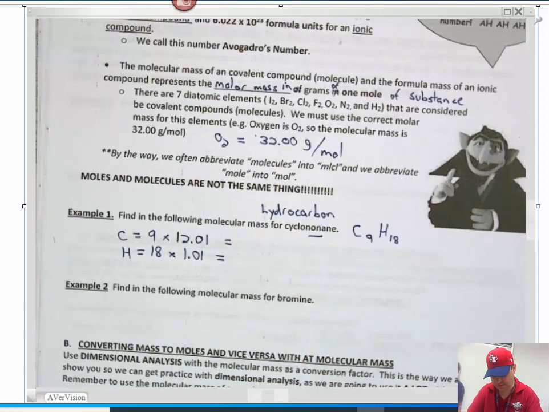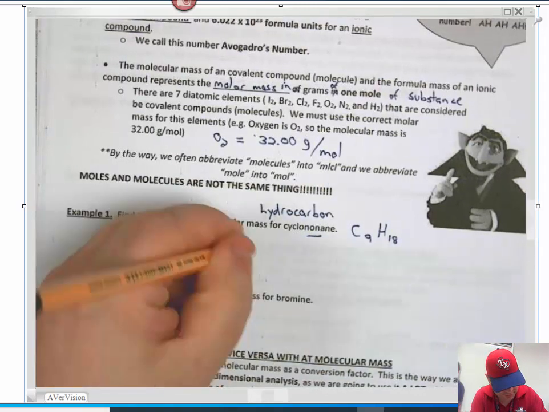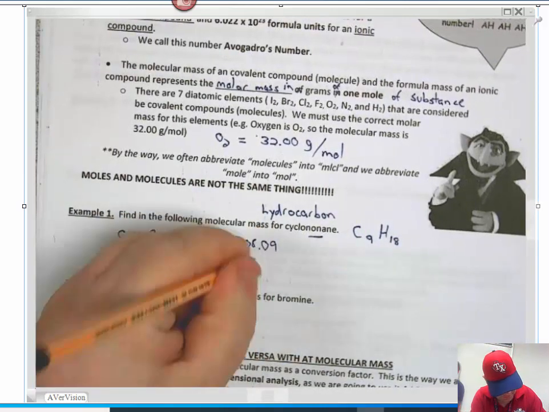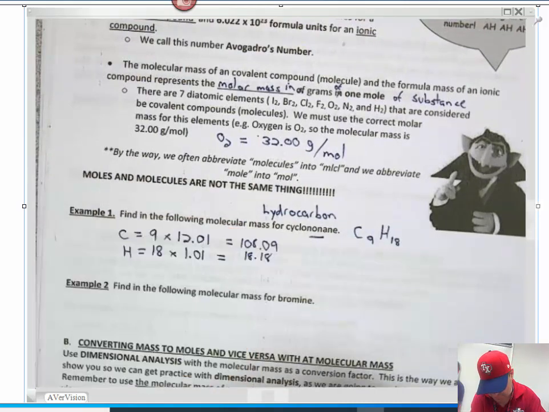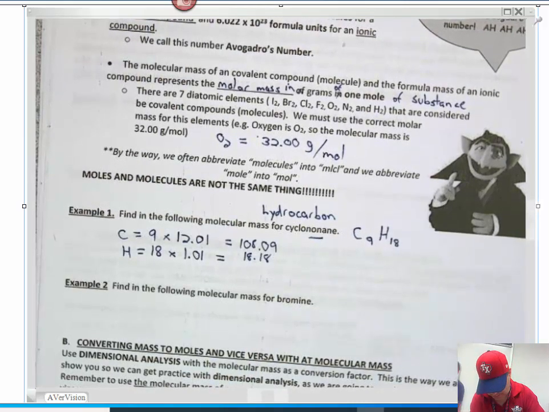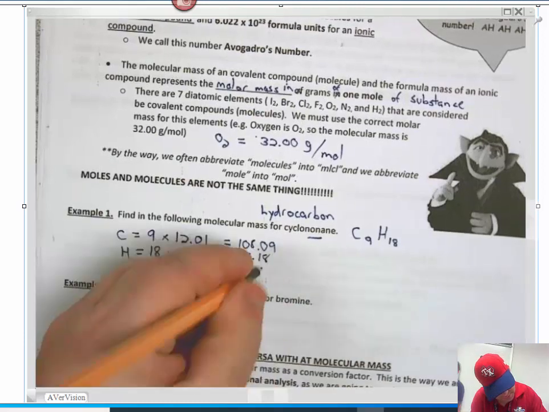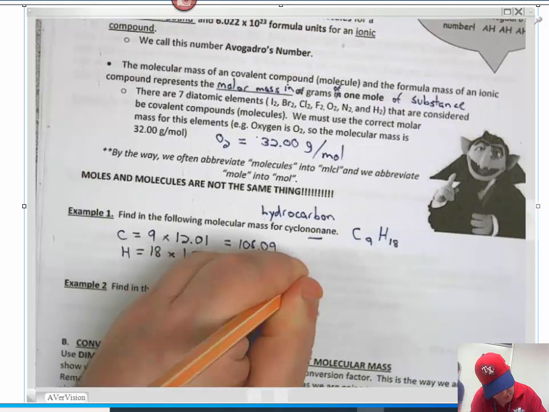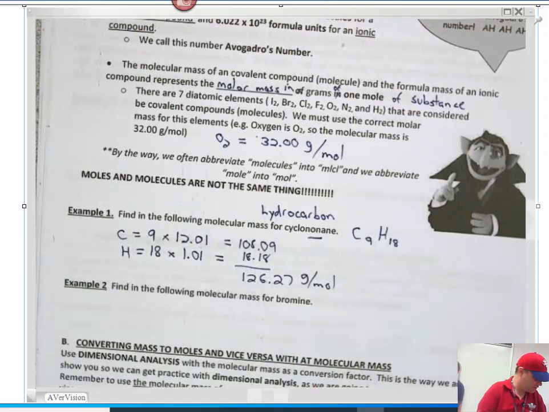I don't have these worked out ahead of time. Okay, so this is 108.09. This is 18.18. 108.09 plus 18.18 is 126.27 g/mole.